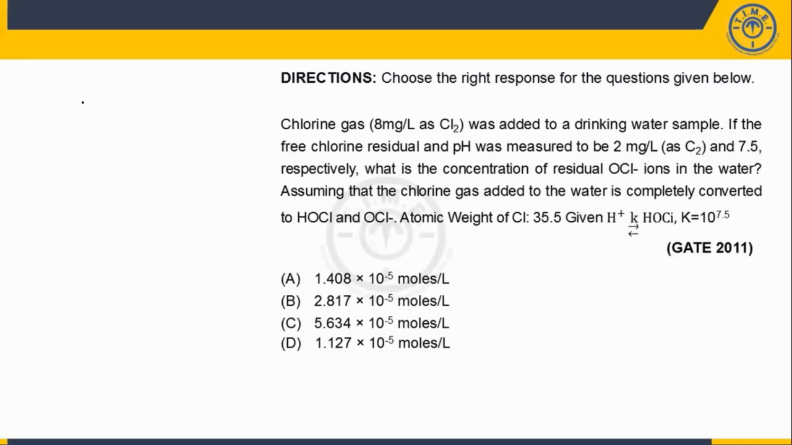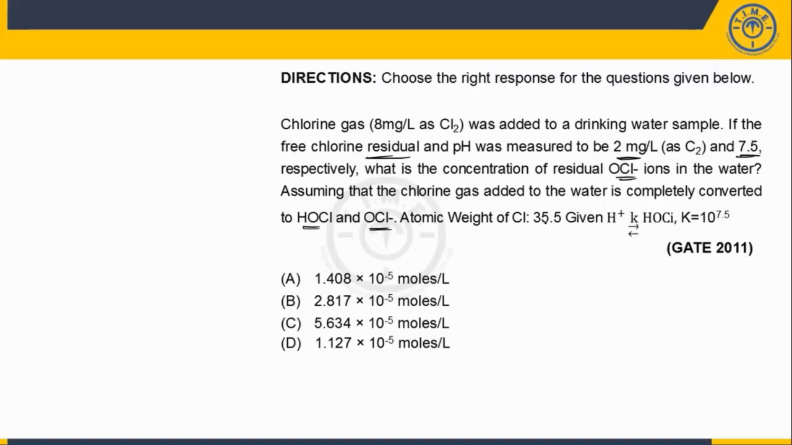Can you read the question? See, I'm reading out the question. Chlorine gas, 8 milligram per liter as Cl2, was added to a drinking water sample. If the free residual chlorine was measured to be 2 mg per liter and pH was measured as 7.5 respectively, what is the concentration of OCl minus ions in water? Assume that chlorine gas added to water is completely converted to HOCl and OCl minus.